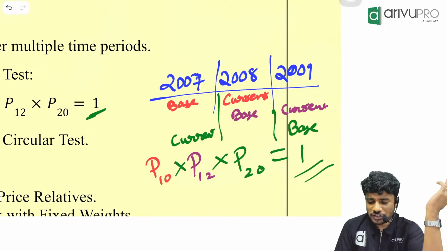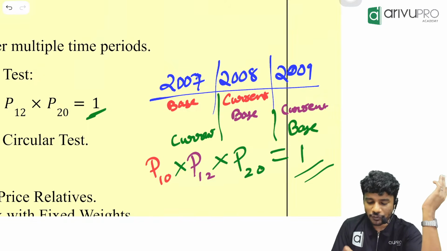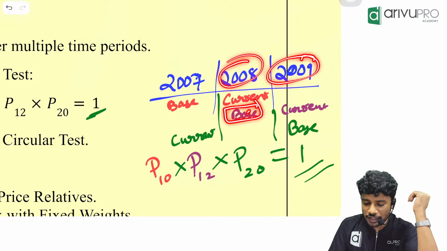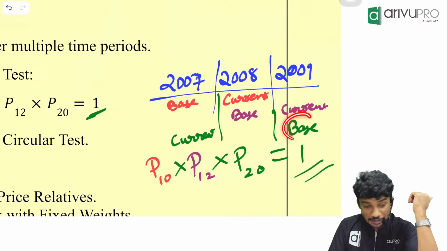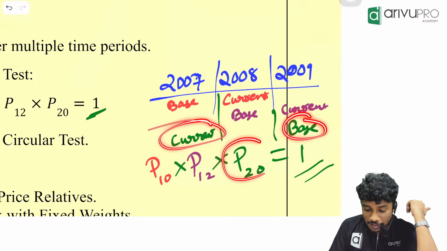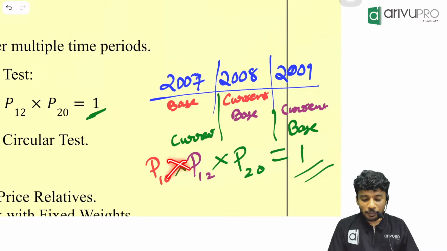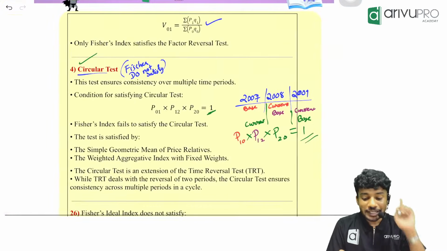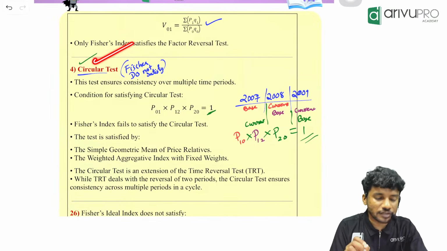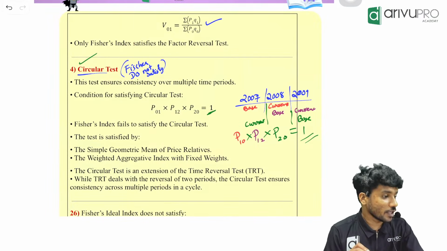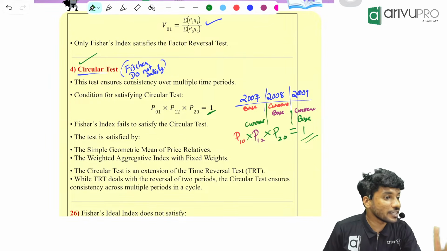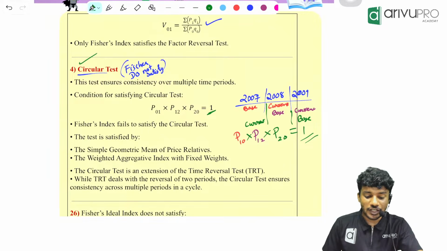With that, first I will take the first one as the base and the next one as the current. Then I will find one index number. Then this as the base and this as the current, another index number. Then this to be the base and this to be the current, another index number. Then we will multiply all the price indexes. If I get it as 1, then it is satisfying which test people? Circular test. Who does not satisfy circular test? Fisher's index number does not satisfy circular test.